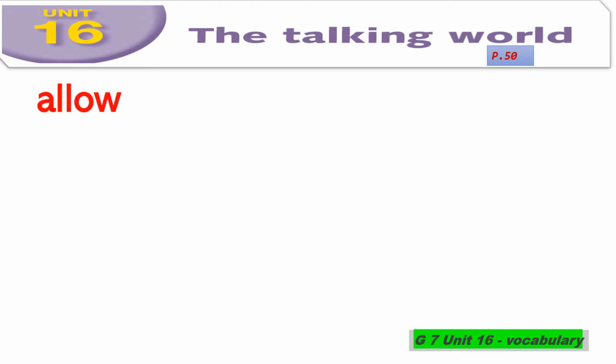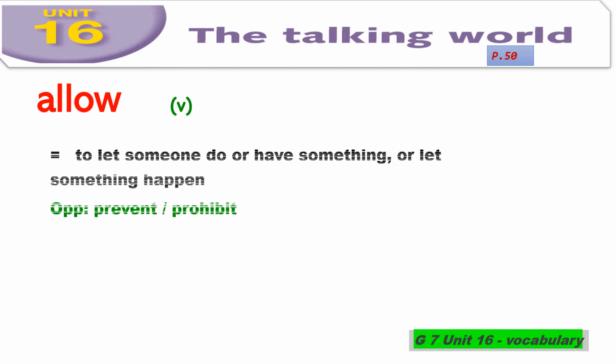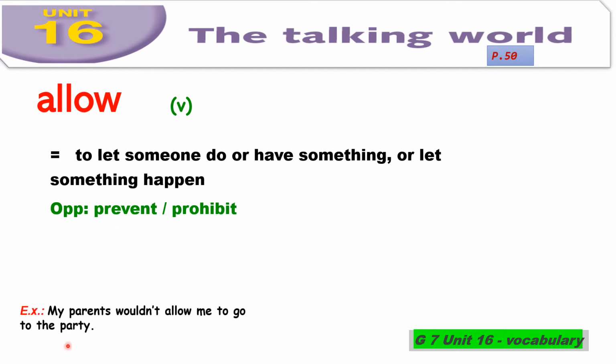The first word is allow. Allow is a verb. It means to let someone do or have something or let something happen. The opposite of allow is prevent or prohibit. An example is, my parents wouldn't allow me to go to the party.